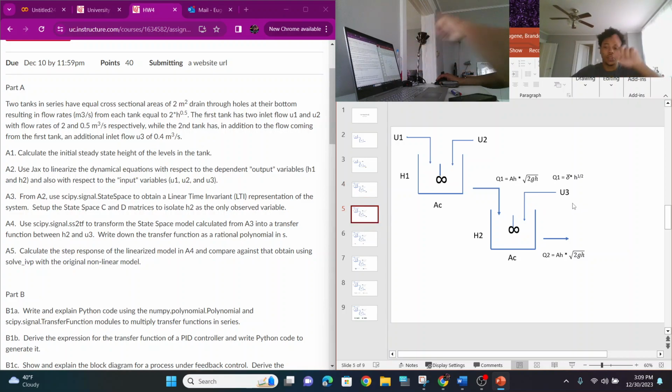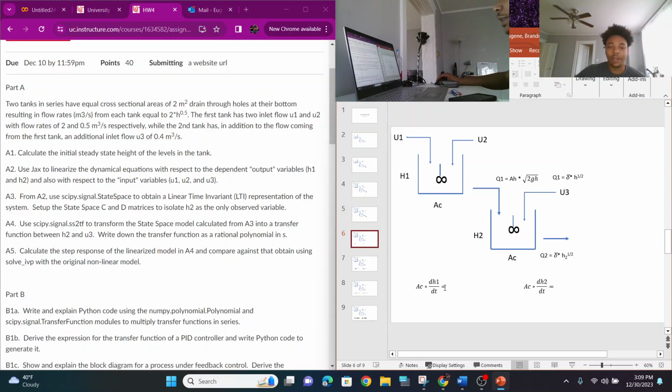That alpha value that you see right here is going to be equal to 2, and that's going to be the cross-sectional area of the hole times the square root of 2g.